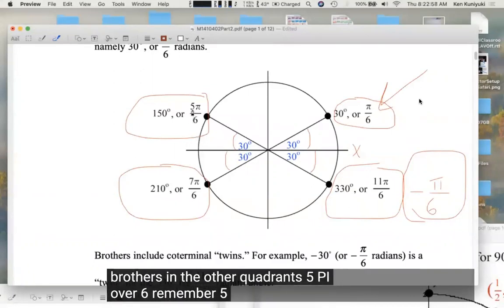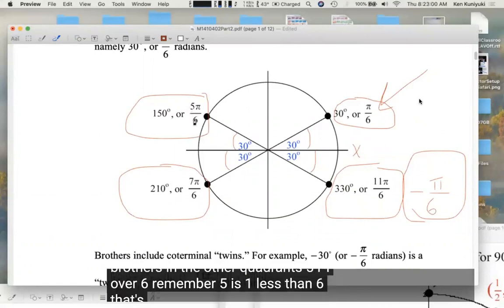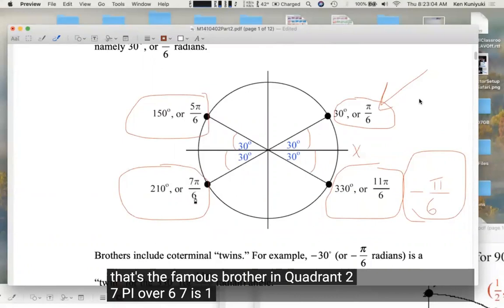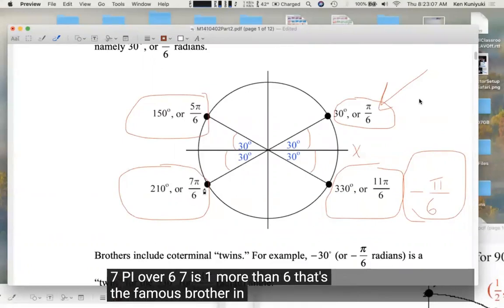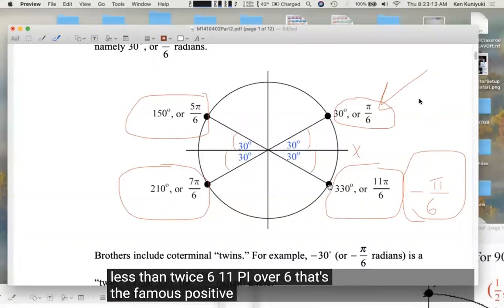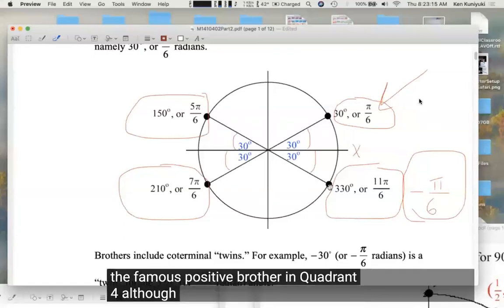5 pi/6. Remember, 5 is 1 less than 6. That's the famous brother in quadrant 2. 7 pi over 6. 7 is 1 more than 6. That's the famous brother in quadrant 3. 11 is 1 less than twice 6. 11 pi over 6, that's the famous positive brother in quadrant 4. Although often we like this coterminal angle, negative pi over 6.